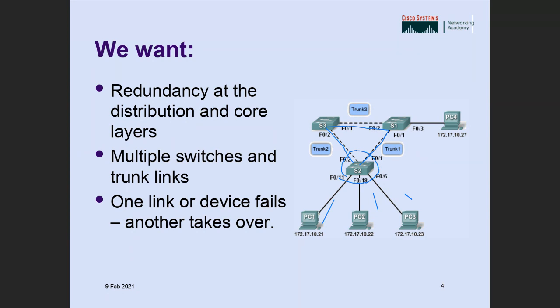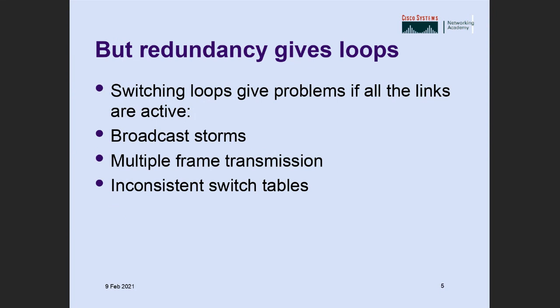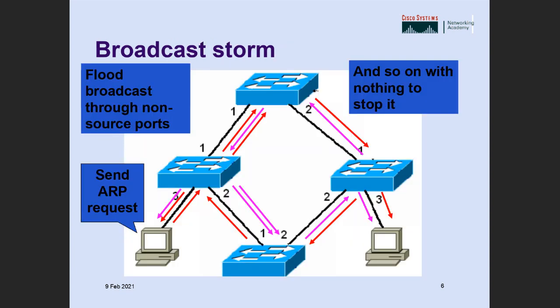But the problem is redundancy creates loops. So switching loops, if all the links are active, here are the three big problems. We're going to look at all these and see why this occurs. Switching loops give us a problem if all the links are active, because, first of all, we can have broadcast storms. We can have multiple frame transmissions, where more than one copy of a frame is received by the destination workstation, and we can have inconsistent switch tables.